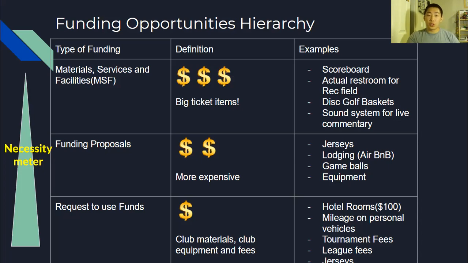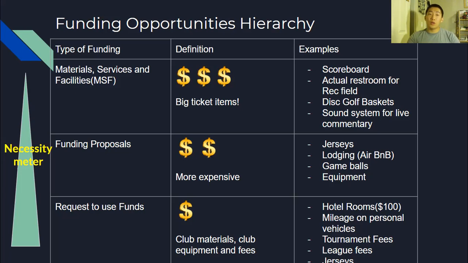Next, we're going to move up to funding proposals, which is a little bit more expensive. These may involve a little bit larger projects. And again, these are related back to our tiers. If you're tier 3 versus tier 2 versus tier 1, the amount that you can use for funding proposals is going to differ because we all have different funding caps. Some examples of things that you can do with funding proposals would be jerseys, again, depending on how expensive your jerseys are. Lodging, so if you have a large team of say 20 people that needs to stay in a large house like an Airbnb, you can use a funding proposal to fund that. Game balls as well, if it's very expensive. And any equipment that you might need, you can use a funding proposal for that. Again, you can kind of mix and match with the request to use funds form. It really depends on what you want to purchase and how expensive that is.